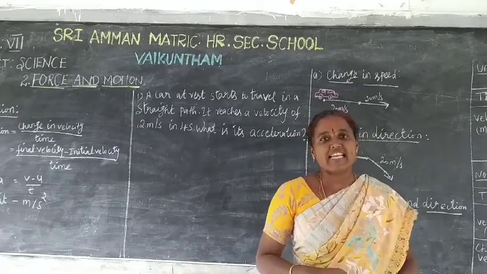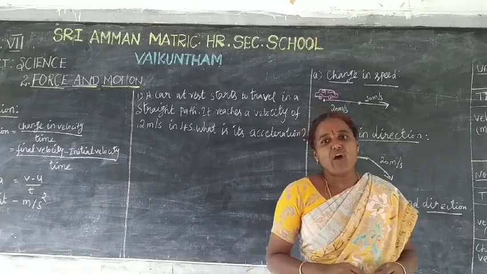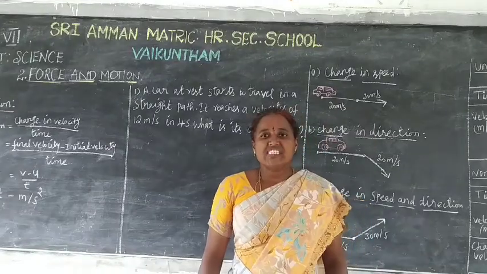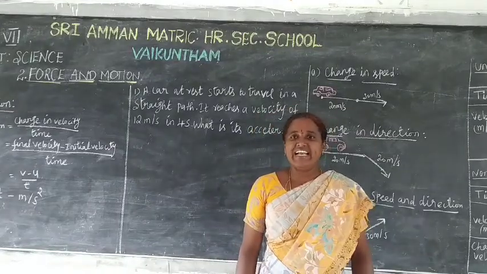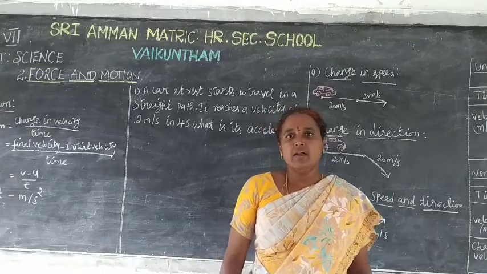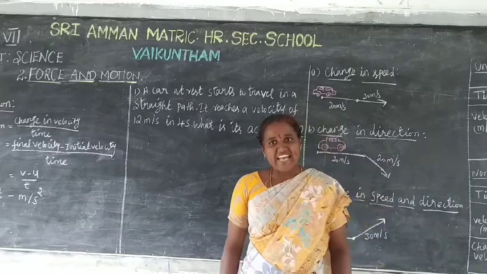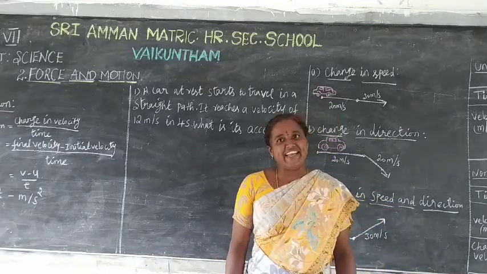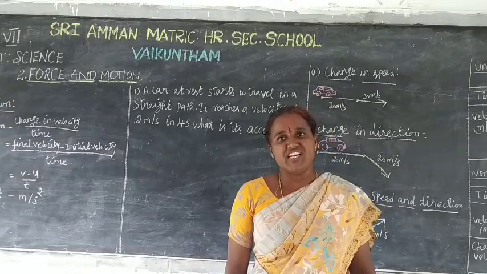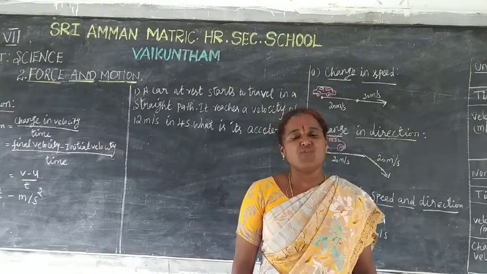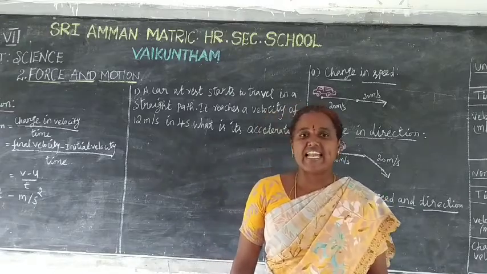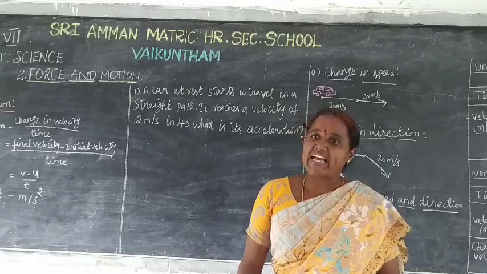What is the second way to accelerate the car? We know acceleration is change of velocity. Now, change can be an increase or decrease of speed. How do you decrease the speed of a car? If you press the brakes, the speed of the car is decreased. This is also a case of acceleration. It is known as negative acceleration.